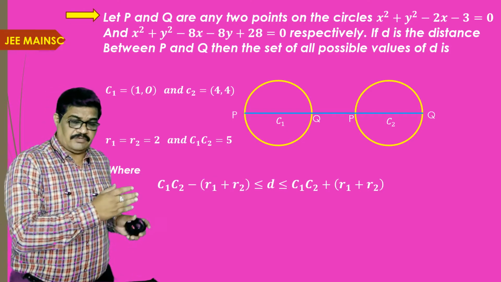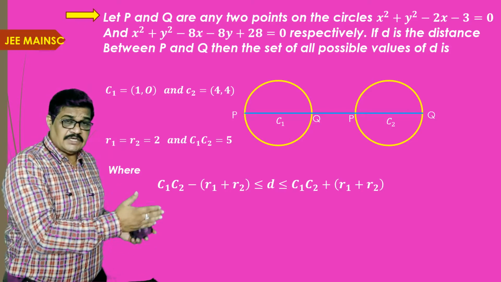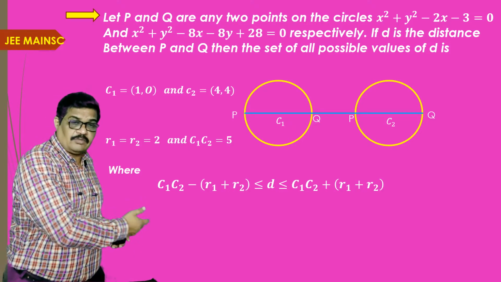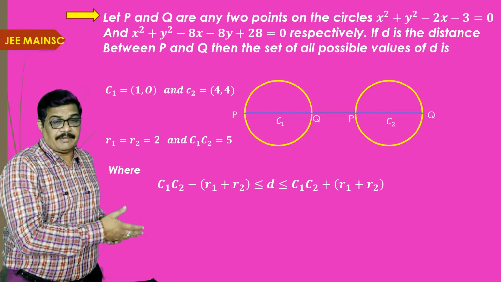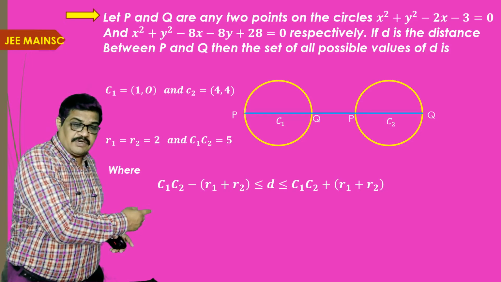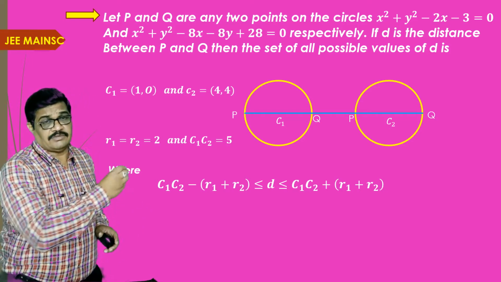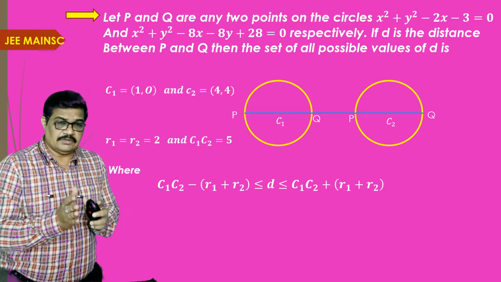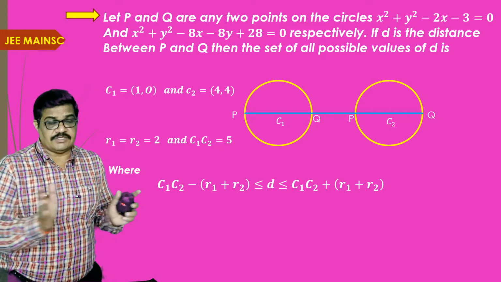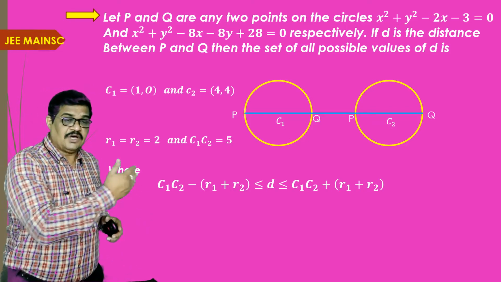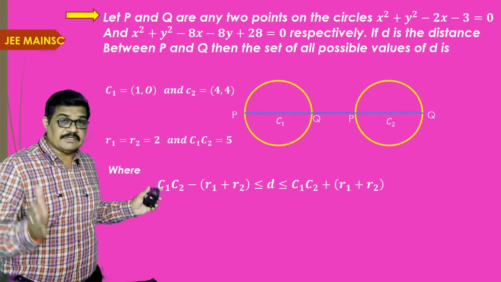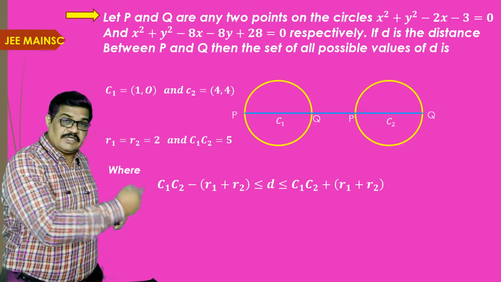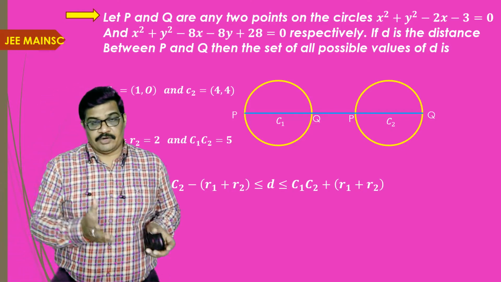Okay. So from this diagram, observing here, d lies between these values. The lower value of d is C1, C2 minus of R1 plus R2, and the upper value, the maximum value, is C1, C2 plus R1 plus R2. So you keenly observe the diagram. If P and Q are in between, the least distance we are getting is C1, C2 minus their radii, C1, C2 minus R1 plus R2, and the maximum distance PQ is C1, C2 plus adding both the radii, C1, C2 plus R1 plus R2. Then we are getting the boundaries of small d.